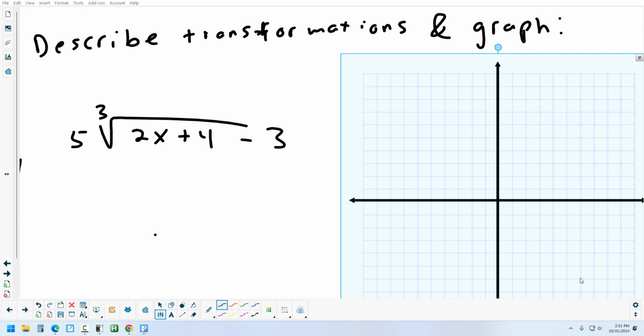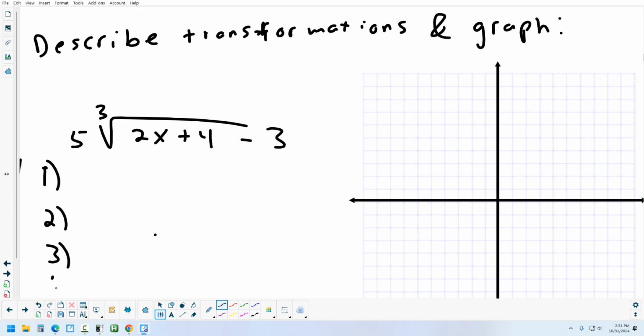Okay, so the first question we're going to look at involves radicals. What we'll do is describe the transformations and then sketch it. First, how many transformations are happening in this one? 4. Yep, there's 4. So we're going to describe each one of them.